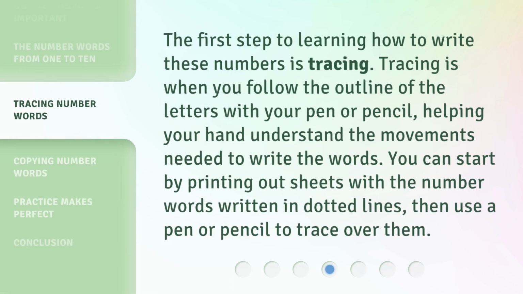The first step to learning how to write these numbers is tracing. Tracing is when you follow the outline of the letters with your pen or pencil, helping your hand understand the movements needed to write the words. You can start by printing out sheets with the number words written in dotted lines, then use a pen or pencil to trace over them.